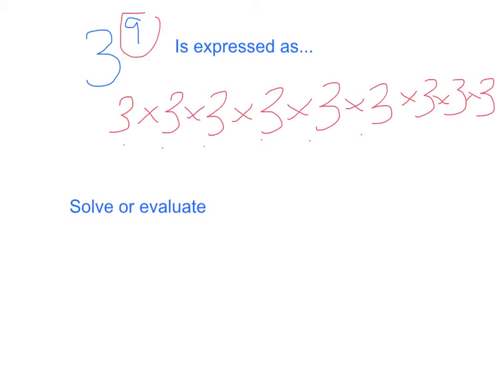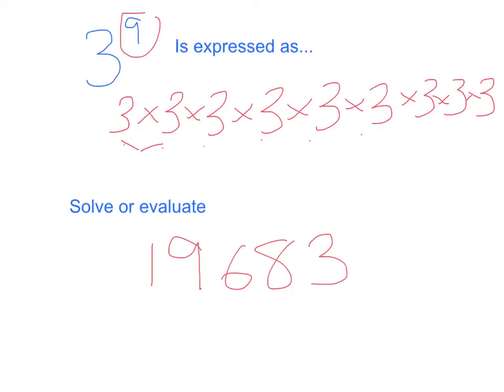Okay? And then if you're asked to evaluate or solve, all you're doing is actually multiplying. So you're going 3 times 3, and then you continue to multiply until you multiply the whole thing. And in this case, when you multiply the whole thing, you're going to end up with 19,683. So all I did was I kept going, what's 3 times 3, and I kept multiplying all the way down until I got the answer.